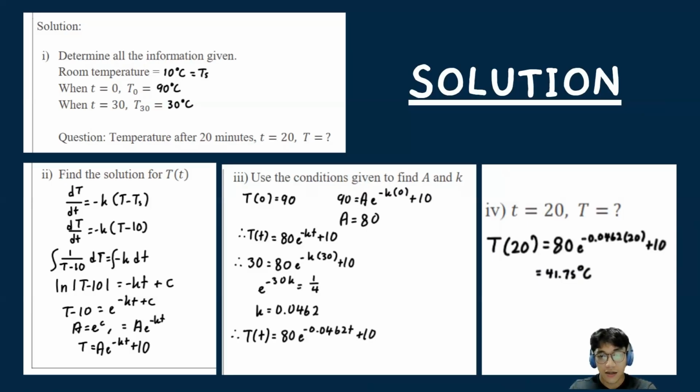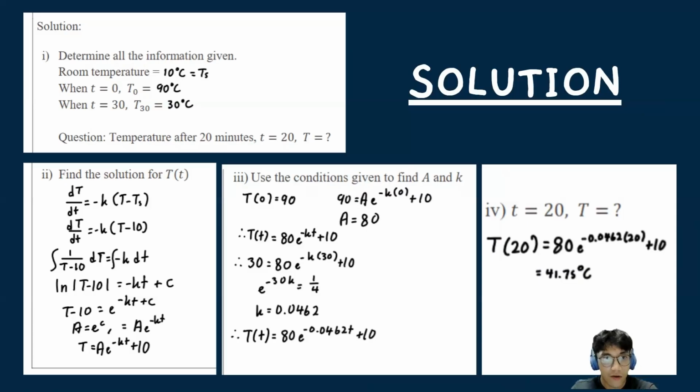The first step, we extract all the information given from the question. First, the room temperature is 10 degrees Celsius, which is Ts. Then when t equals 0, T0 equals 90 degrees Celsius. Then when t equals 30, T30 equals 30 degrees Celsius. The question asks for the temperature after 20 minutes, so we have to find T of 20. We can use the equation given.